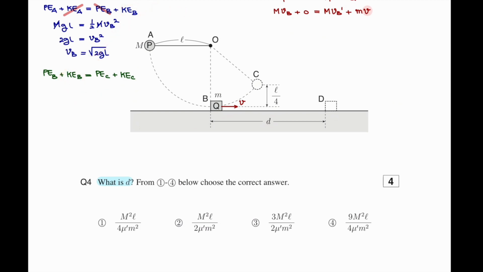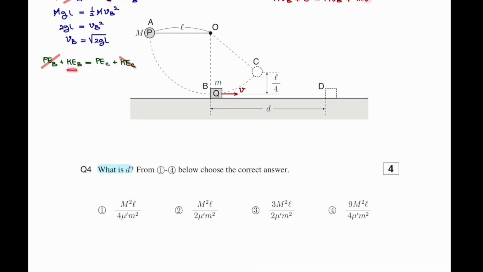Okay? Potential energy at point B, since B is the lowest position, is equal to 0 because the height is 0. And then kinetic energy at point C is also equal to 0 because this is the highest position. That means the speed of the object at this position is 0. Since the speed is 0, the kinetic energy is 0.